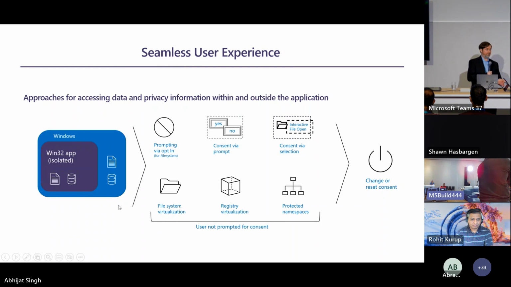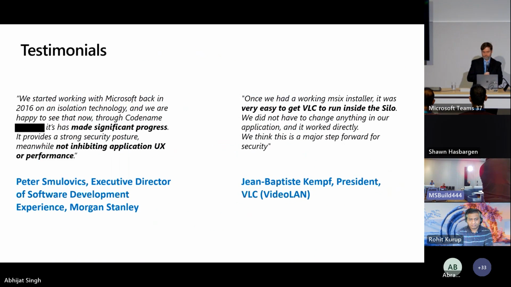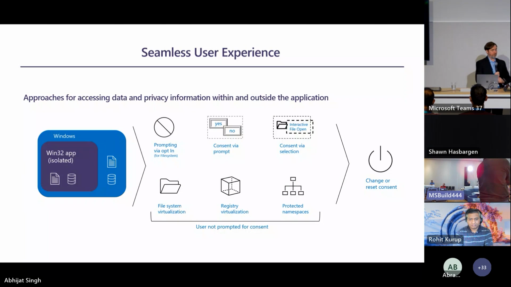So for example, file system virtualization makes sure that there are certain portions of the file system that the app needs access to. It'll never get prompted for that. And also, registry virtualization as well allows us to essentially do certain things. So for example, the way it works is that, let's say you run an app, it runs in the Helium silo and it has the registry virtualization by default.